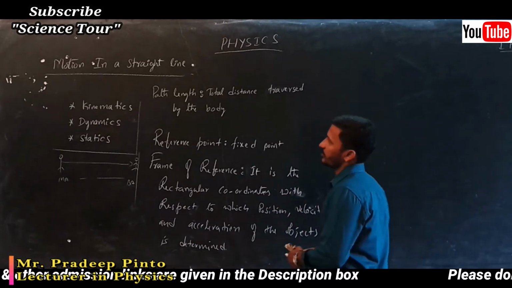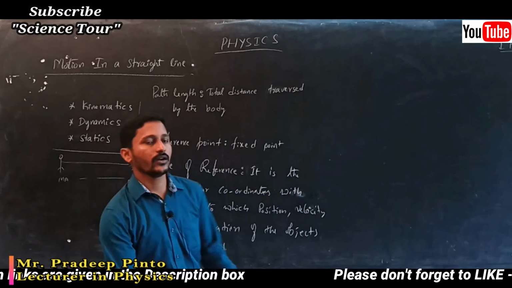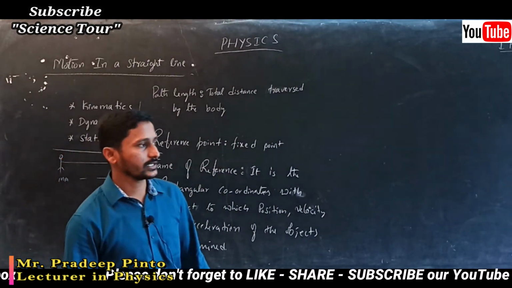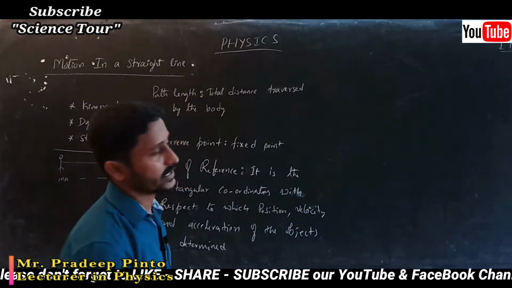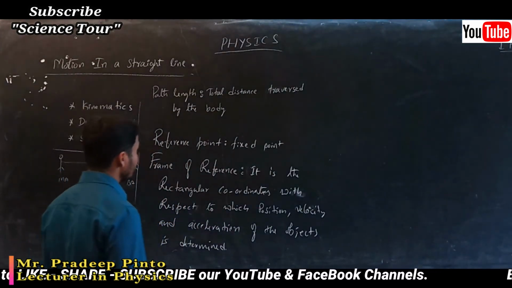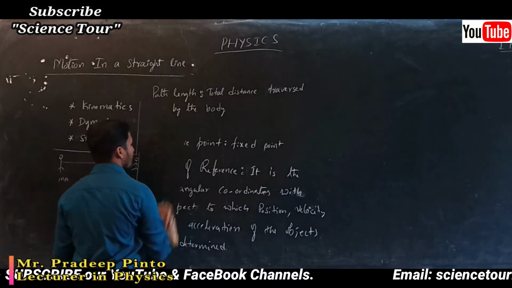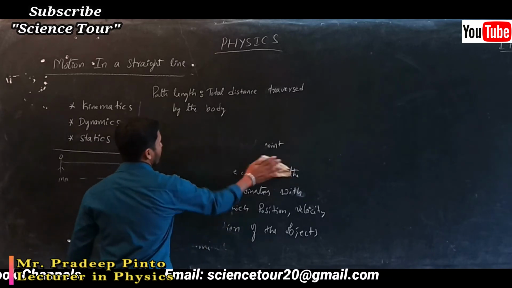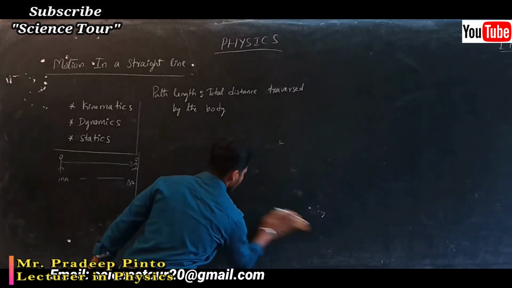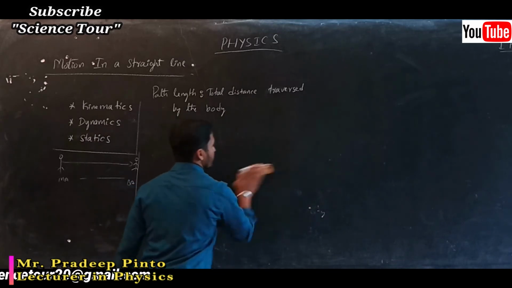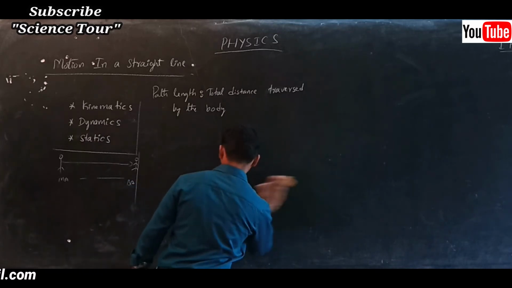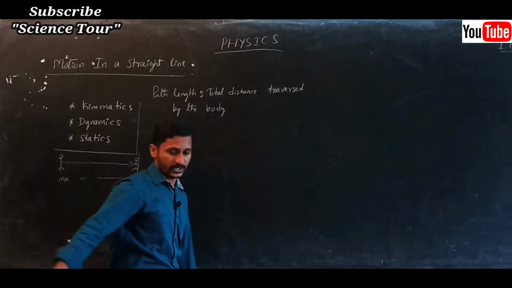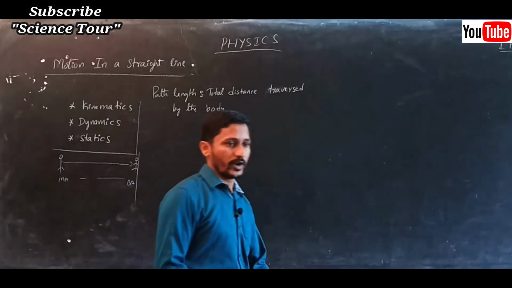Now we are talking about path length again. Okay. We had stopped that discussion earlier, so that we could discuss this mathematical term. Now what is path length? Path length is nothing but the total distance travelled by the object from one point to another point.